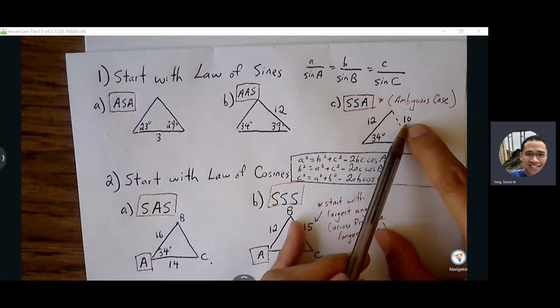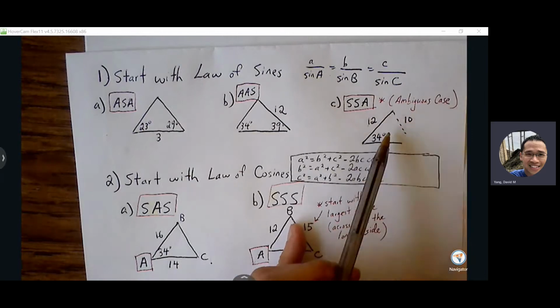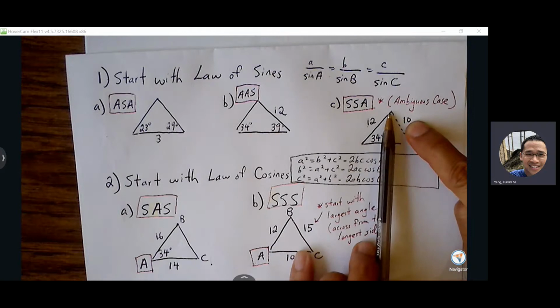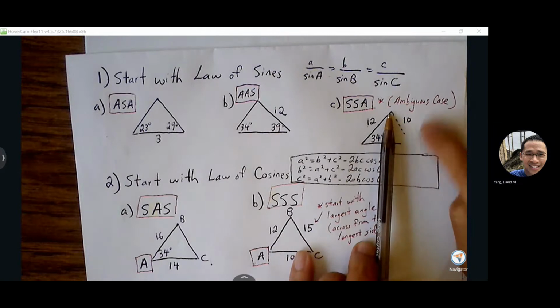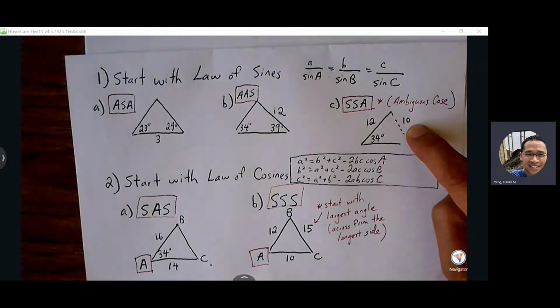So okay, if this side is less than the height, then this is going to be free swinging, and there's going to be 0 triangles. So we always want to compare with the height, right? We'll do a full example of this, but yeah, that's a good question. Hopefully that answers some of your questions.